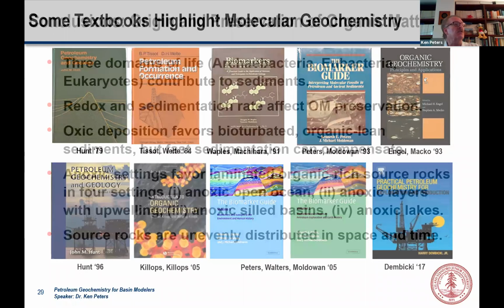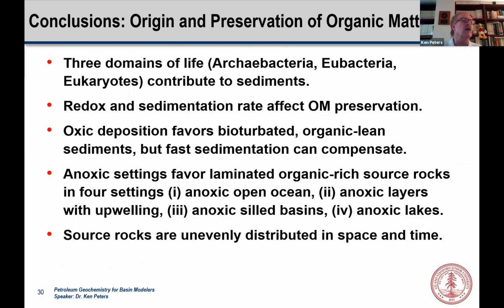Okay, so some conclusions. We have 3 domains of life: the archaebacteria, the eubacteria, and the eukaryotes. These all contribute to sediments. The biomarkers that these contribute can help us to describe what the source rock was like, even if we don't have a sample of the rock. All we've got is the oil. Redox and sedimentation rate affect organic matter preservation. The relative rate of degradation of the total organic carbon can be addressed mathematically. We talked about Middelburg, and some of that is used, for example, in predictions of methanogenesis. We will talk about that later.